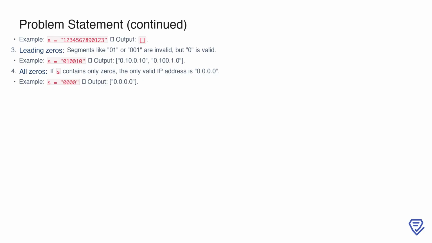Another important edge case involves leading zeros. For example, in S equals 010010, valid outputs are 0.10.0.10 and 0.100.1.0, where no segment contains leading zeros. Finally, if the input string consists entirely of zeros, like S equals 0000, the only valid IP address is 0.0.0.0. These scenarios highlight the importance of handling special cases while solving this problem.